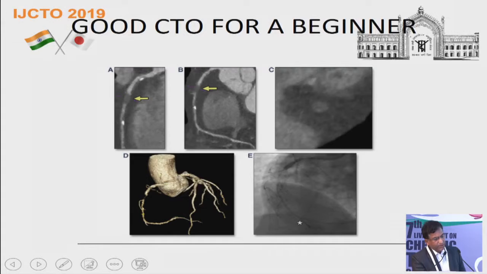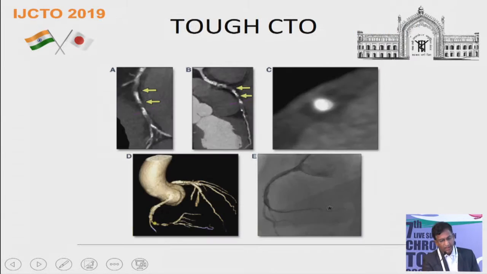Now, these are examples of very good CTOs which a beginner can venture to try, because there are short segment occlusions with hardly any calcification, and this would be very easy for a beginner. Now, these are examples of tough CTOs in the sense there are multiple occlusions distally, dense calcification. As you know, the most important predictor of a CTO success would be the extent of calcification.